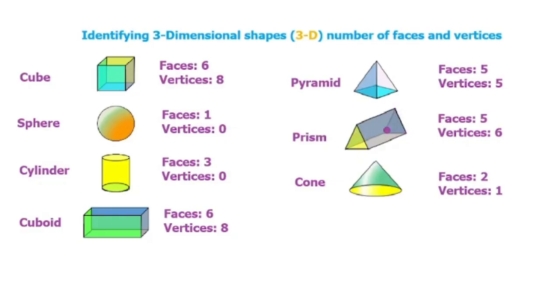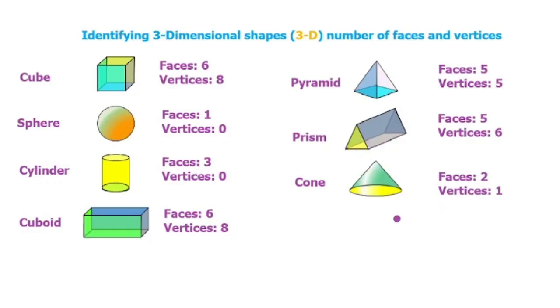So the prism, we have this triangle, that's one face. The back triangle, 2 faces. This side, 3 faces. The back side, 4 faces. And the bottom, 5 faces. Vertices, let's count the corners. 1, 2, 3, 4, 5, 6.